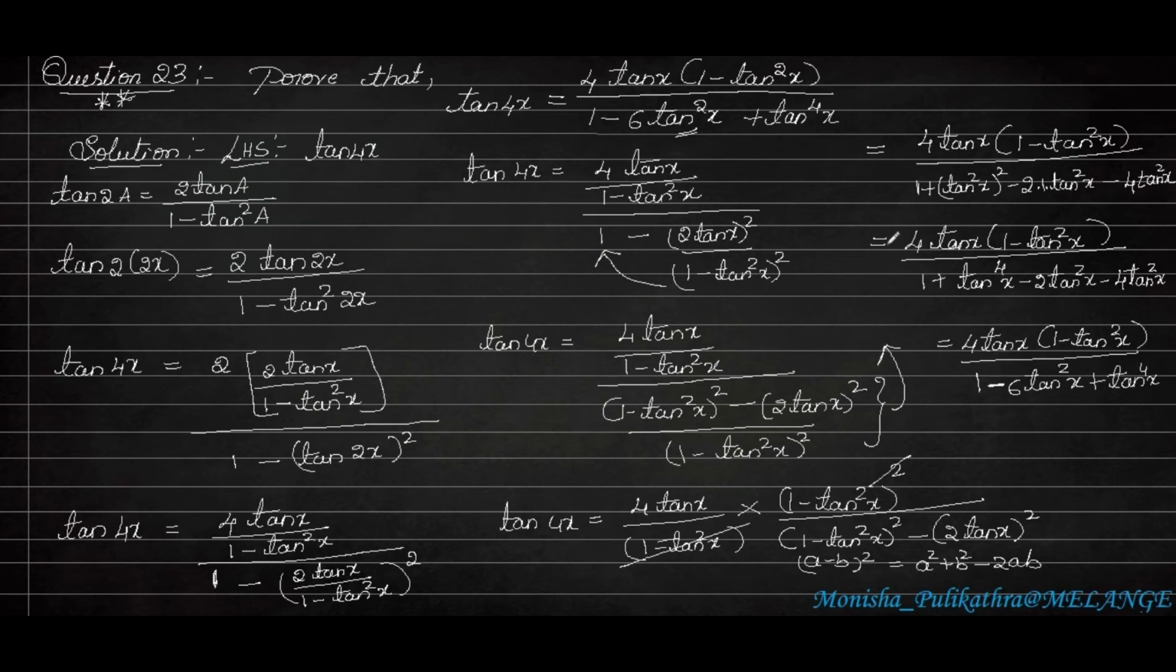Then compare it with whatever we have to prove. 4 tan x into 1 minus tan square x in the numerator. In the denominator, 1 minus 6 tan square x plus tan to the power of 4x. So whatever we need to prove, we have obtained it. So write it down, hence proved.